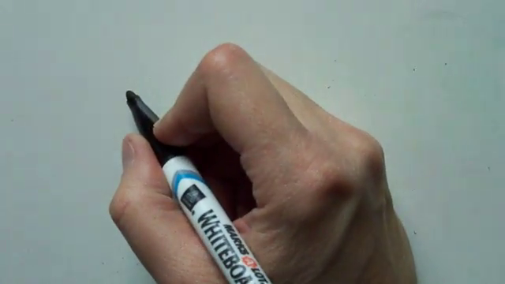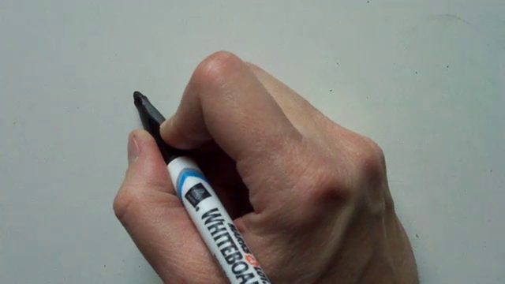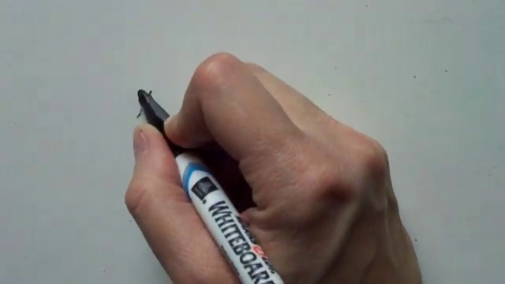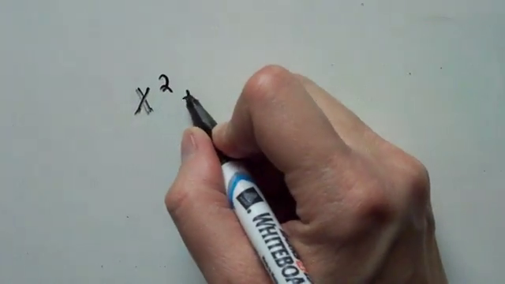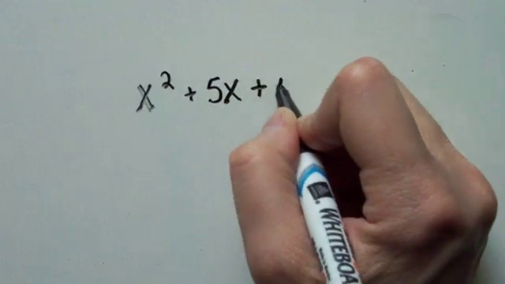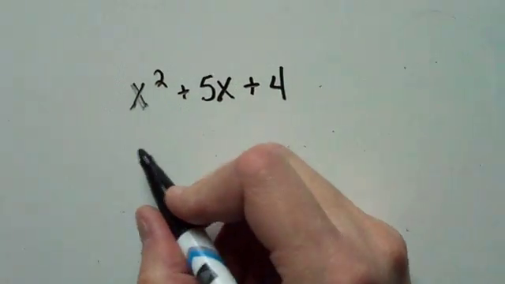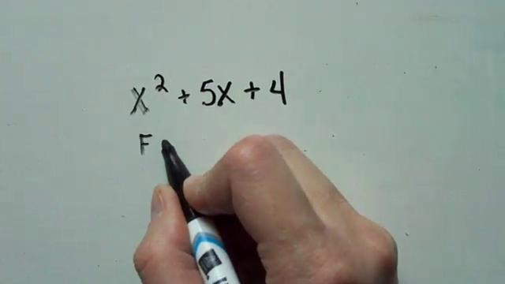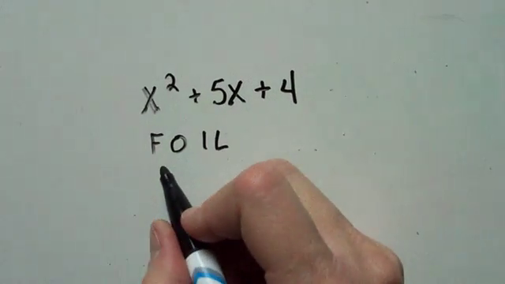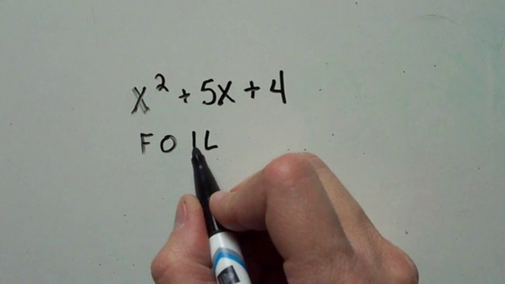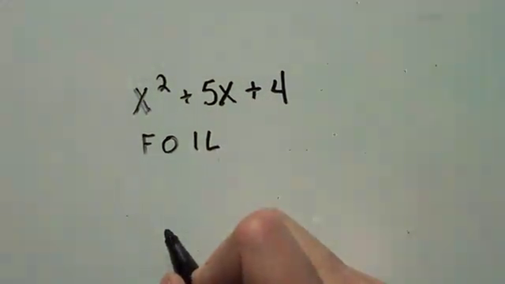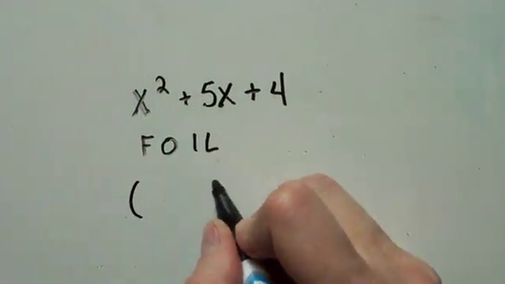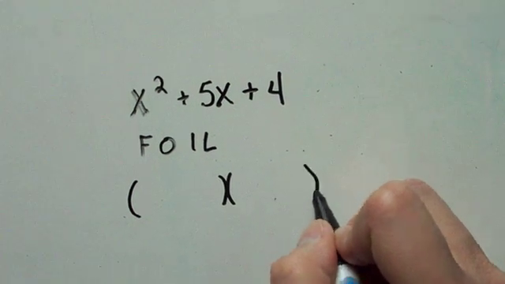Let's start with a little review of FOIL. If we had x squared and 5x and 4, how can we factor that using FOIL? Remember that FOIL stands for first, outside, inside, last. Usually with factoring problems like these, we start with 2 parentheses.